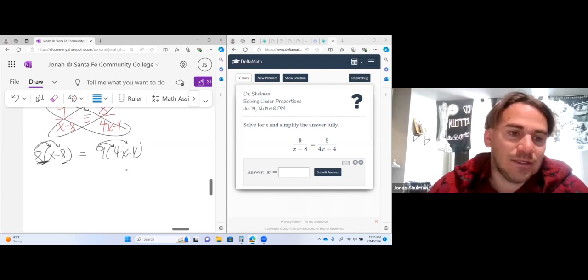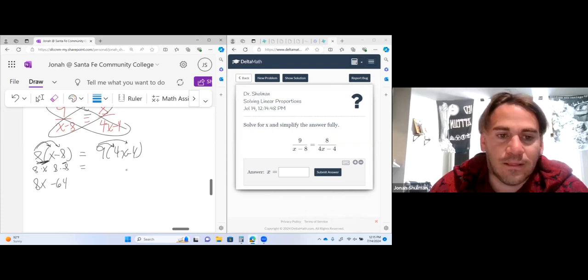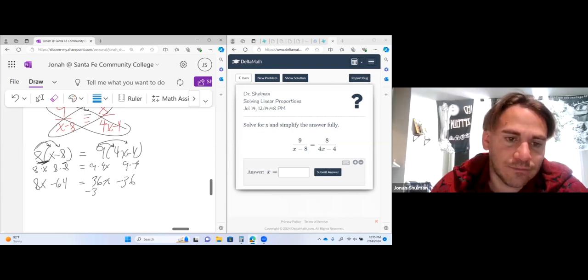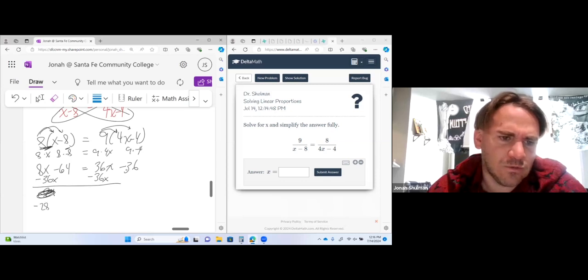So let's try it. 8 times x is 8x. 8 times negative 8 is negative 64. 9 times 4x is 36x. 9 times negative 4 is negative 36. Always keep your x on the left, especially when we get to inequalities, because you're going to need it. That's a negative 24. Wait, whoa. Is it 24? Nope. Negative 28. Wow, I had a moment. Sorry, negative 28x minus 64 equals negative 36.